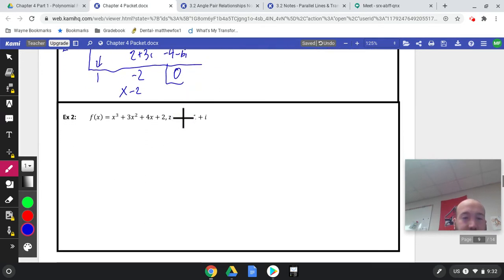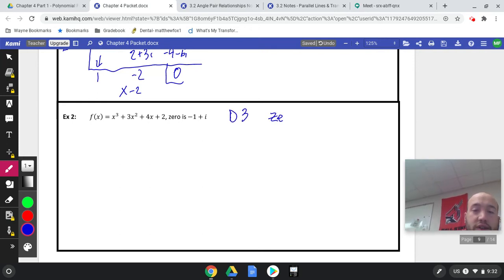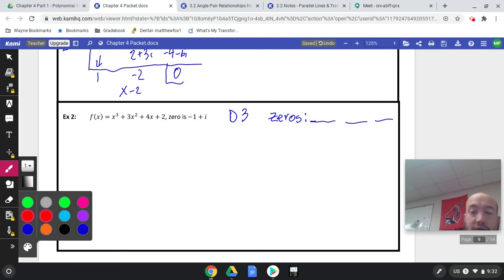So, example 2, same concept. Let's start by establishing the degree. So once again, degree 3, which tells us we are going to have 3 zeros. Okay, I'm going to have 1, 2, 3 zeros. And we know that the first 0 they gave us is negative 1 plus i.